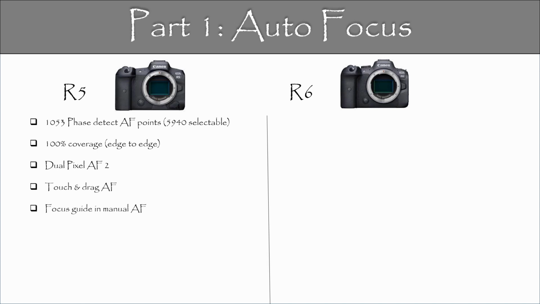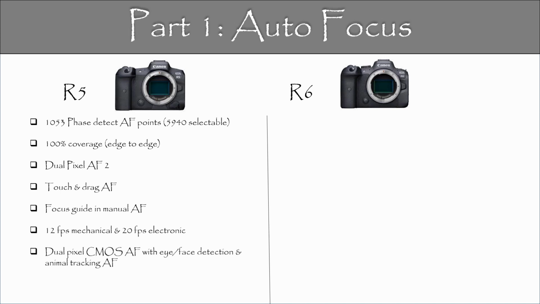The R5 also has 12 frames per second in mechanical shutter mode, going up to 20 frames per second when you go into silent shooting mode on the electronic shutter. It has a Dual Pixel CMOS AF with eye and face detection and animal tracking AF, and it has a Digic X processor which is the same as the one you get in Canon's flagship 1DX Mark III. Some pretty incredible features if you ask me.